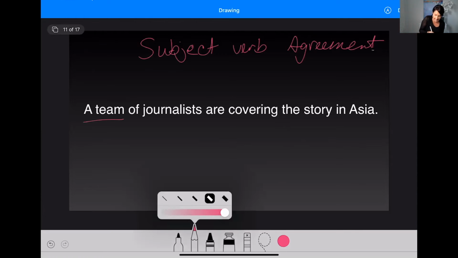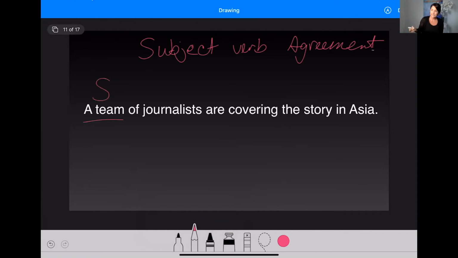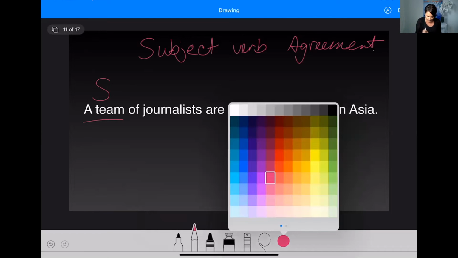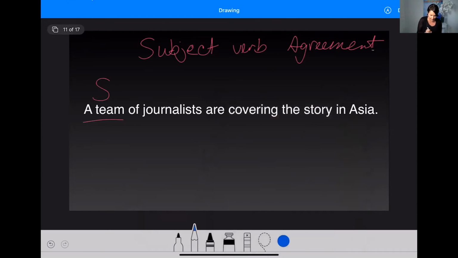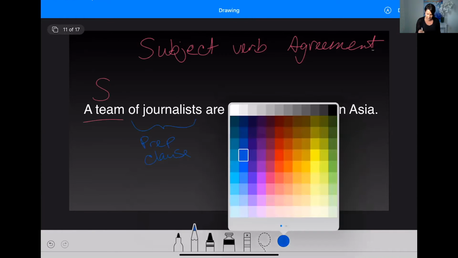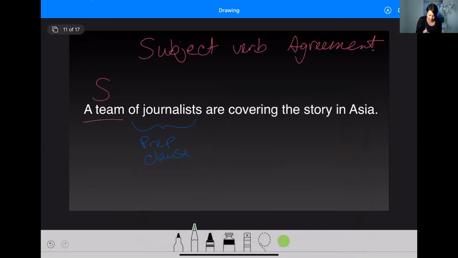We have a team. A team is the subject. Of journalists, I'm going to do it like we used to do in school. Let's do a little blue here. We're going to map the sentence. Of journalists is the prepositional phrase or clause, whatever you want to call it. Okay, we're diagramming sentences here. And then we have the verb part of the sentence. Let's go with green. We have are covering the story in Asia.